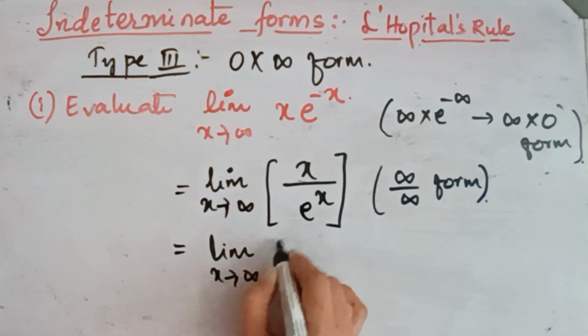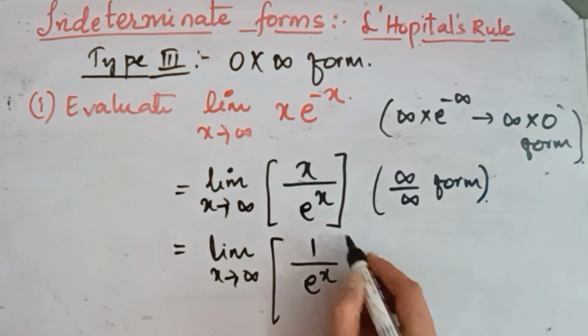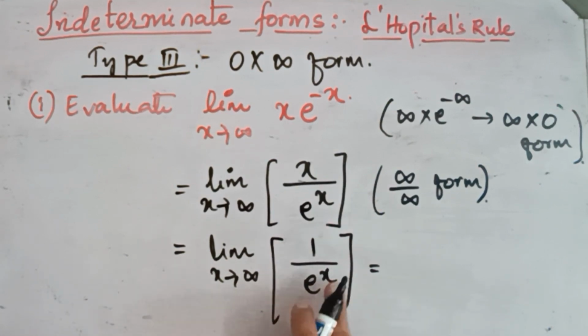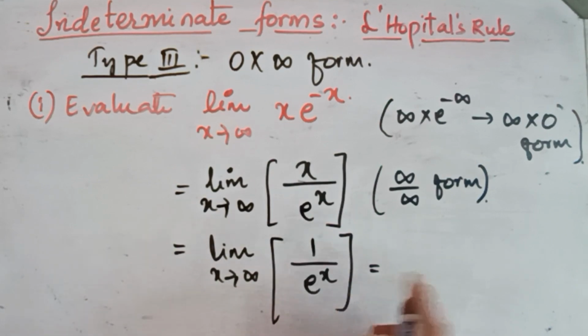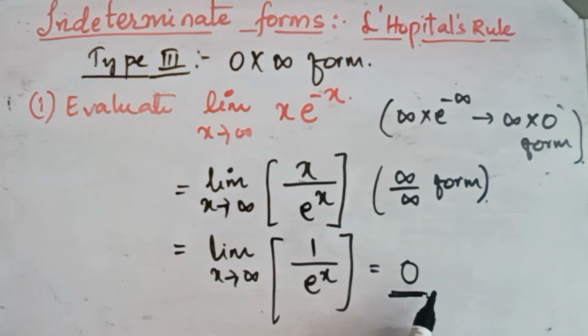x tends to infinity. Derivative of x is 1. Derivative of e power x is e power x. Now apply the limit. 1 by e to the power infinity. e power infinity is infinity. 1 by infinity equal to 0. Hence, the value of this limit equal to 0.